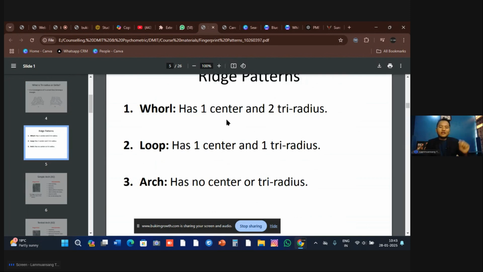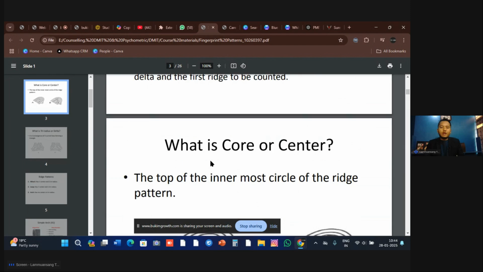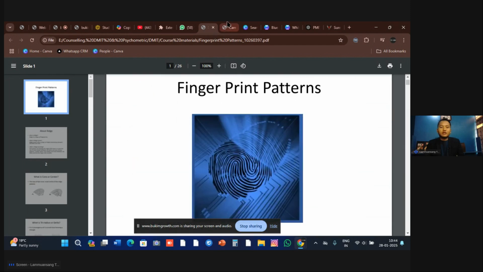Whorl has one center and two tri radii. Of course, I will explain later. Loops have one center and one tri radius, and arc has no center and no tri radius. There is one more missing here, that is the double whorl, two centers and two tri radii. Don't worry about that, it's only two or three fingerprint patterns in this double whorl. Now each one of these is a personality, one personality each.